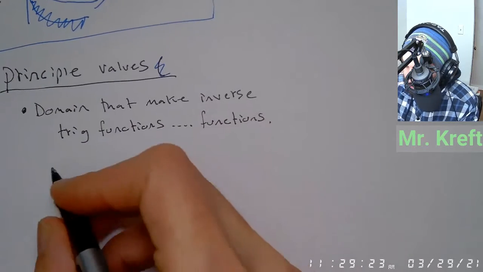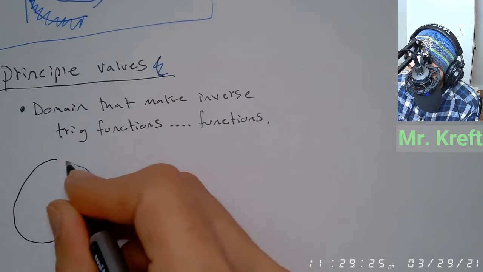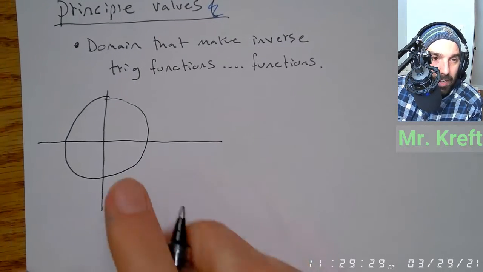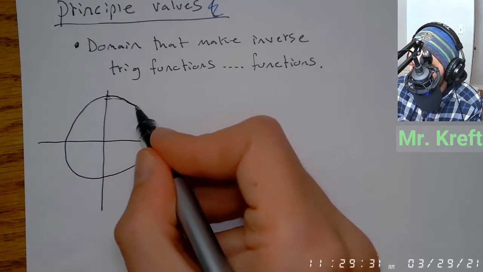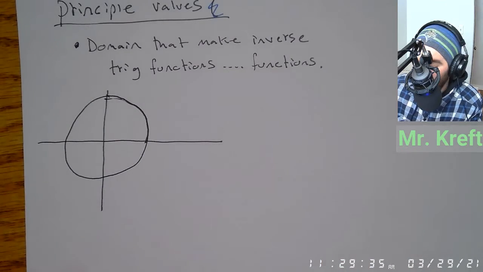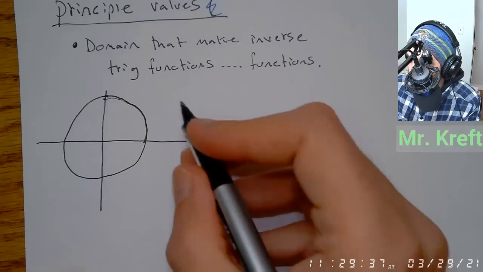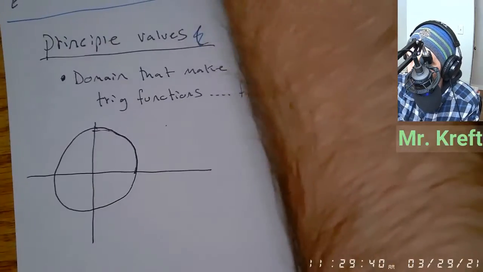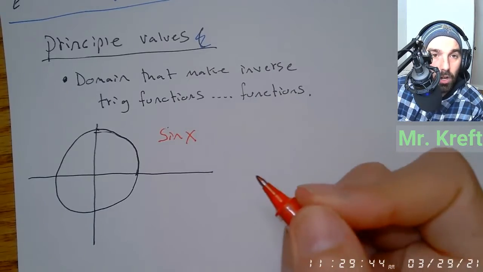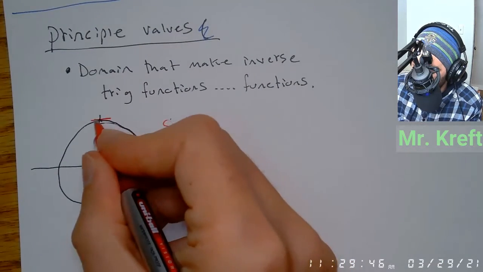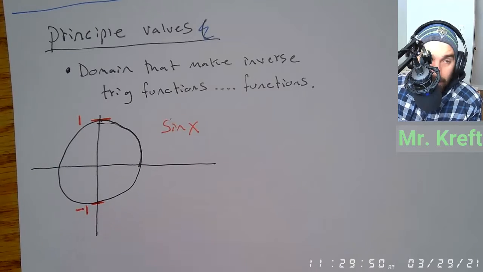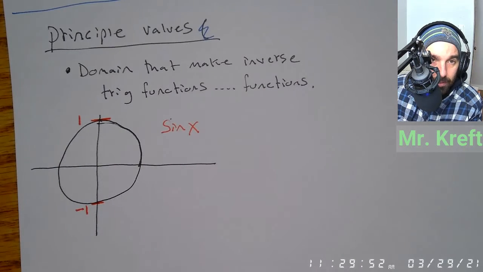So the key here is, if we take a look at a unit circle, we want to be able to get all of the possible outputs without repeating. So for example, if I'm looking at, let's go red, if I'm looking at sine of x, I want all the possible outputs. So what are the possible outputs? Well, it's between 1 and -1 on a unit circle.